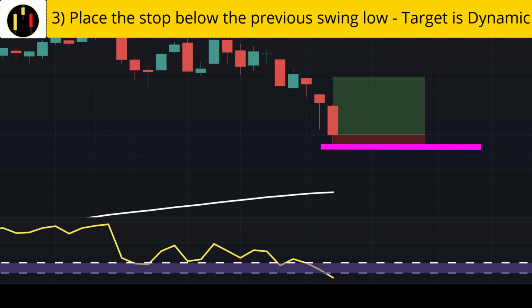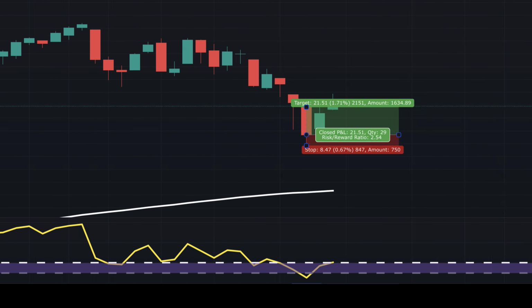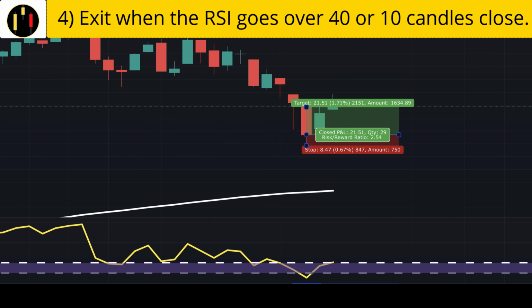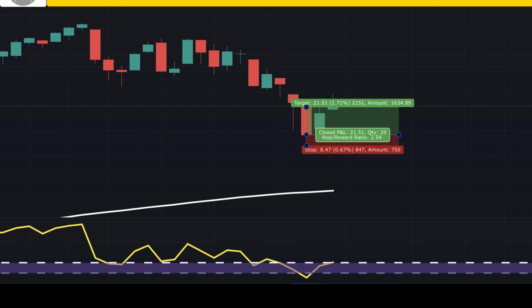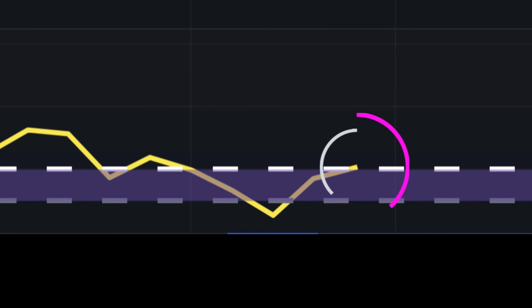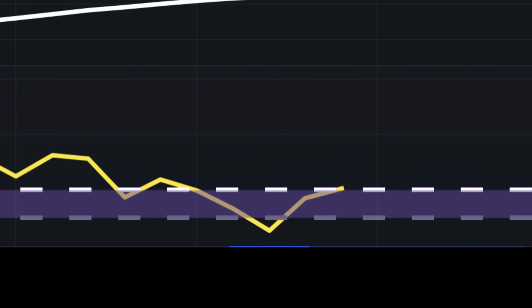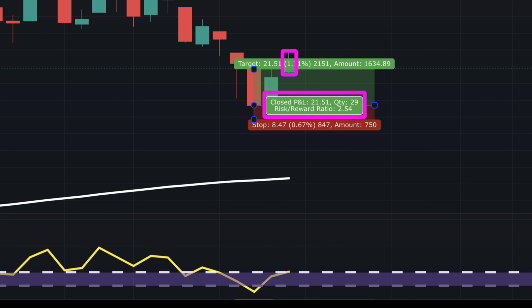We are going to exit the trade on the candle that closes when the RSI goes above 40 or 10 candles close. And the RSI goes over the 40 mark, so we exit on the close of this candle and book a win of 2.5%.